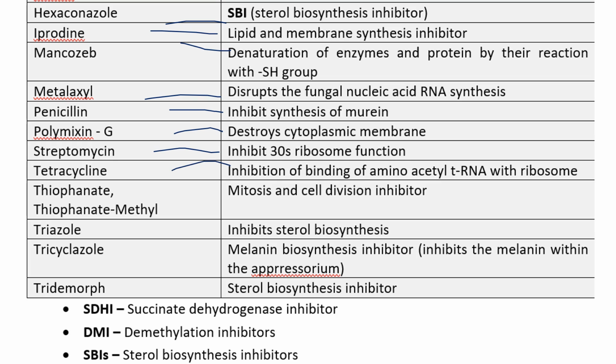Okay, tetracycline inhibits binding of amino acyl tRNA to ribosomes; thiophanate and thiophanate methyl, mitosis and cell division inhibitors. Triazole inhibits sterol biosynthesis; tricyclazole, melanin biosynthesis; and tridemorph, sterol biosynthesis inhibitor. SDHI means succinate dehydrogenase inhibitor, DMI means demethylase inhibitor, SBI means sterol biosynthesis inhibitor. So just the short form is okay.